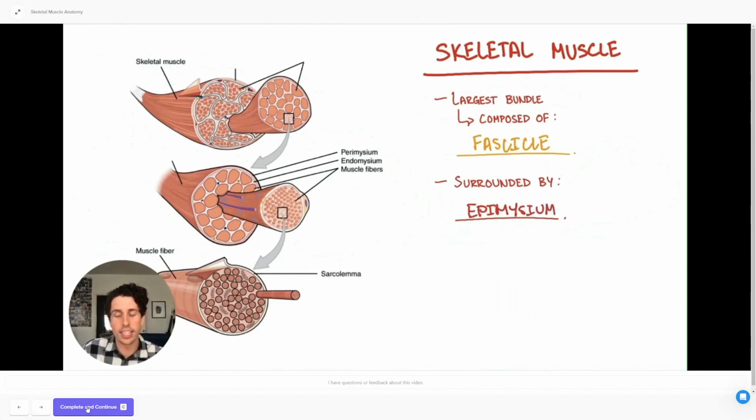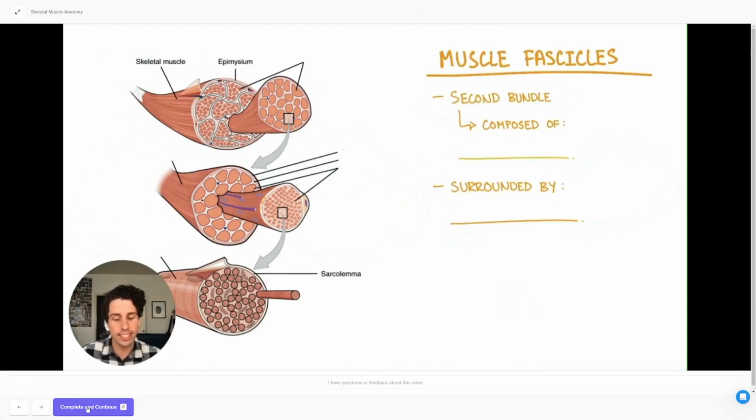All right, so that's going to be what surrounds the entire skeletal muscle itself. So when you think about the skeletal muscle, think about the fascicles that compose it and then the epimysium that surrounds it. So let's go on and talk about the fascicles now. The fascicles are going to be the second bundle that composes the skeletal muscle. And we can see that right here, like I said, as well as right here. What we're looking at right here is an individual fascicle by itself.